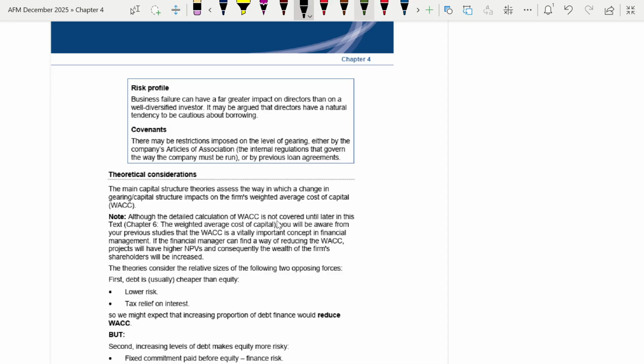Business failure can have a far greater impact on directors than on a diversified investor. When you are appointing a director, you will see the profile of the directors, where they have worked. Directors are very cautious about whether we should borrow or not. It may be argued that directors have a natural tendency to be cautious about borrowing.